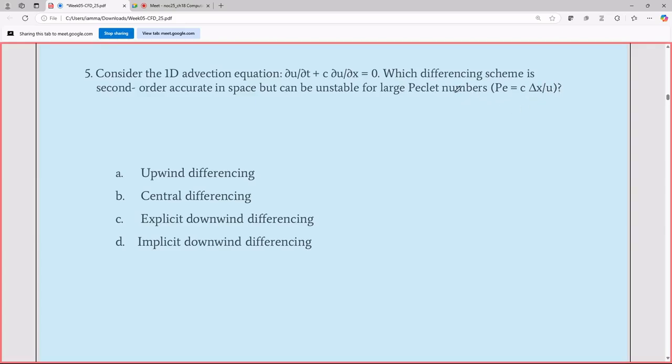So the question is, while discretizing one-dimensional advection equation, which differencing scheme is second order accurate in space but can be unstable for large Peclet numbers? Options are option A, upwind differencing, option B, central differencing, option C, explicit downwind differencing, option D, implicit downwind differencing. You can inbox your answers.